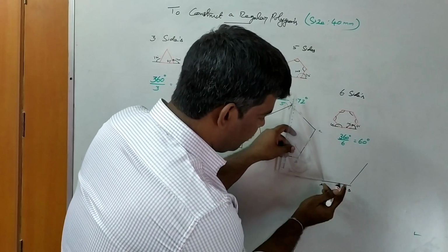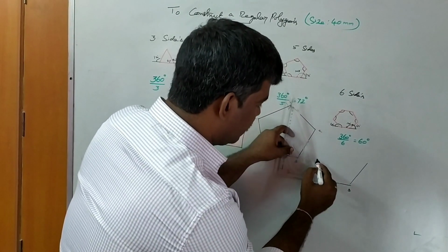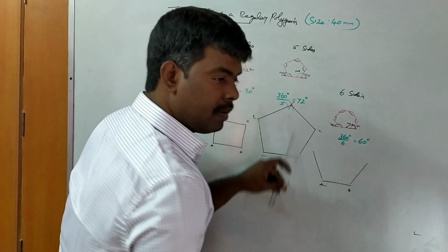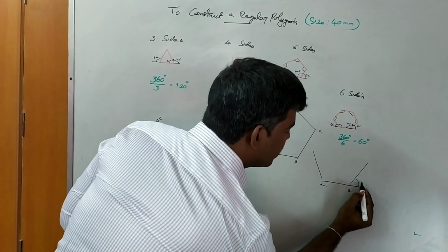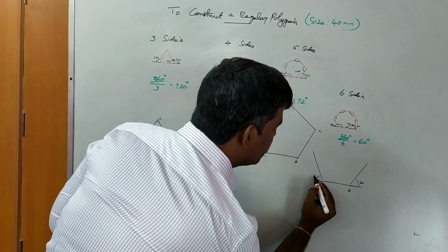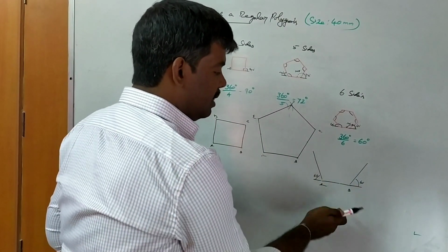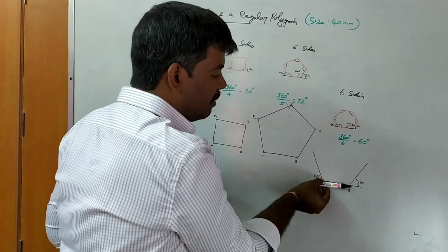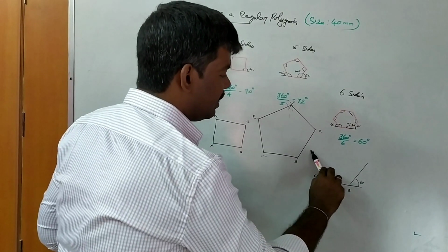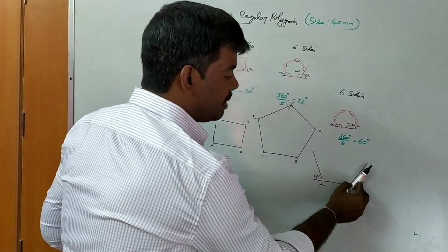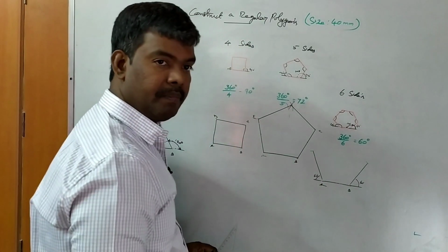You keep it here. Just draw one horizontal line, because the angle is 60 degrees. Here also 60 degrees. After completion of that, the side is how much? 40. So take a compass, 40 as the radius, A as the center, intersect an arc on that line. Similarly from B, intersect an arc on that line.